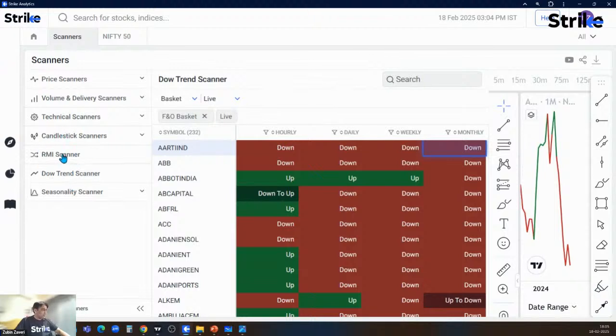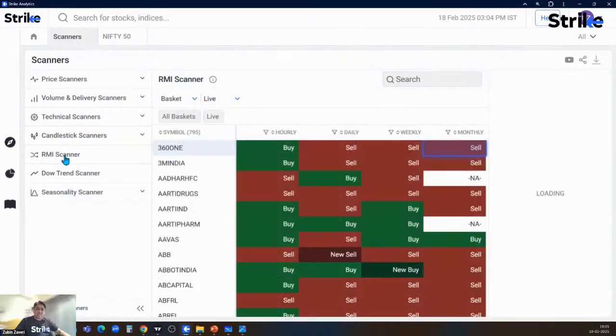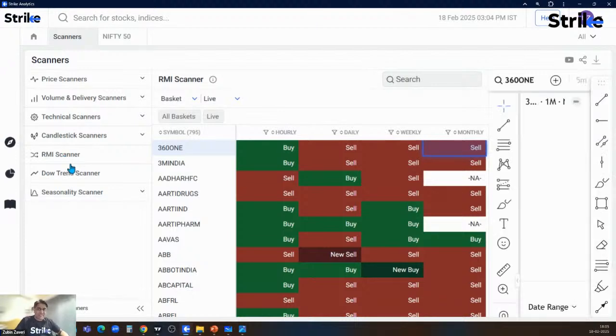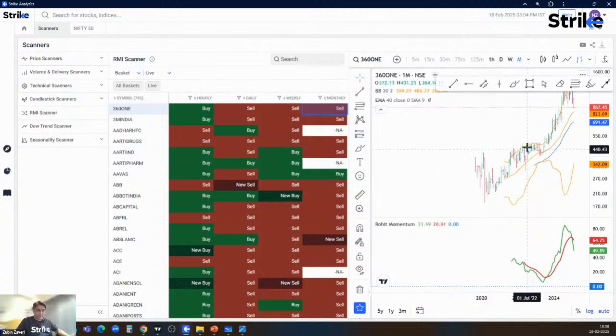So first, the RMI scanner. What is RMI? RMI is nothing but Rohit Momentum Indicator. The name itself says that this is a momentum scanner. We need to find out stocks which are in bullish momentum or bearish momentum.